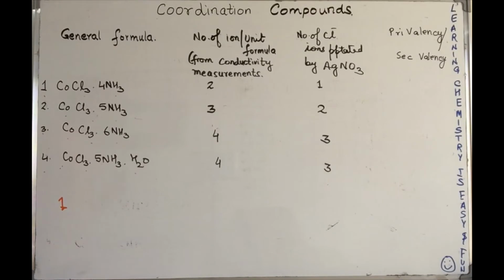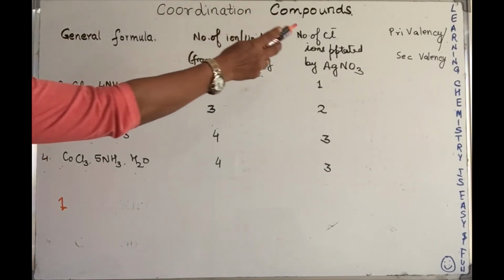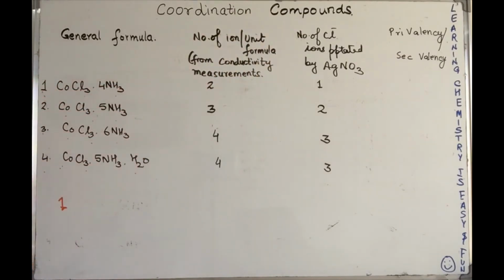Now based on these observations, what do you think is the correct formula of these 4 compounds? Also, after writing the correct formula, can you give me the primary valency and the secondary valency of each of these cobalt ions in each of these compounds? Should I give you one hint? Should I do one for you?